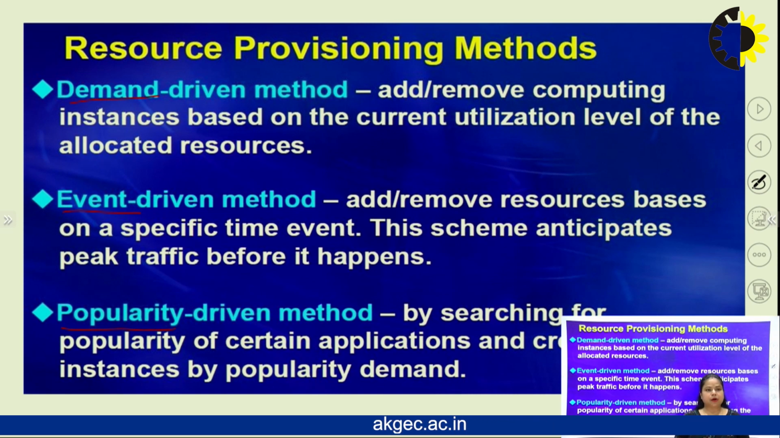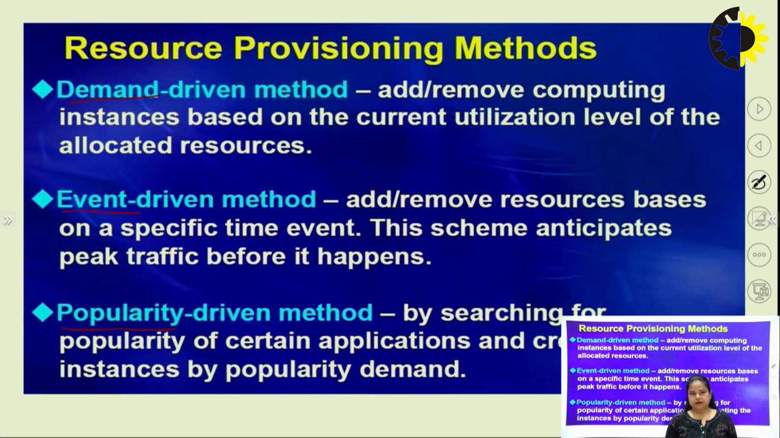The second is event driven. Event driven means resources are provided for a specific time of an event, right? For example, a peak traffic before it happens, right? So we can anticipate this particular scheme, and we can say it is called event driven. In the case of event driven, you add and remove the resources based on the specific time event. Whenever a time event occurs, we can provide the services, and once the event is fulfilled or completed, you can take the resources back or remove them, right?